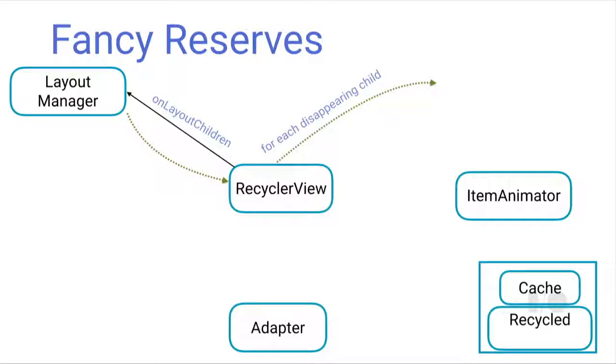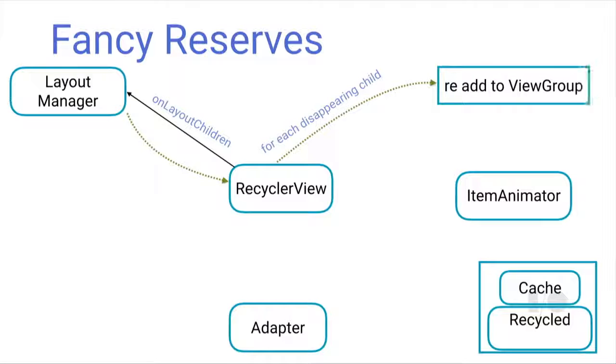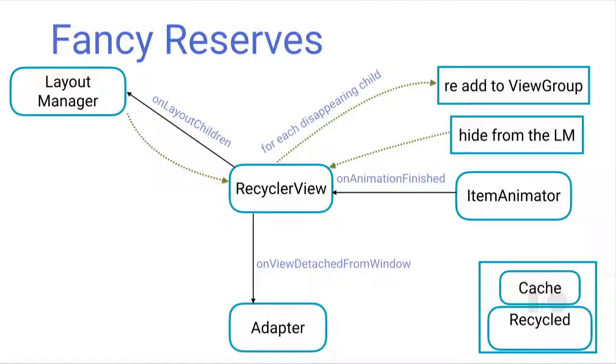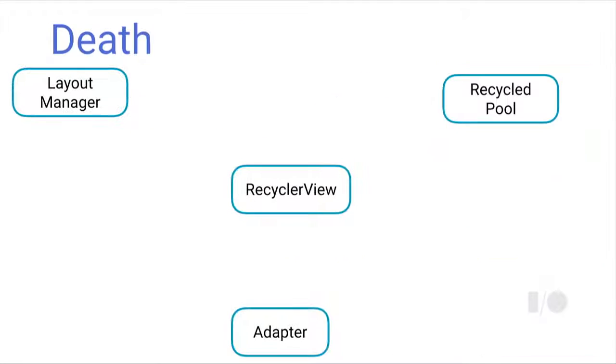So what RecyclerView will do is, for each disappearing child, it's going to make them children again and hide them from the layout manager. We will go into the details of this later, but basically, the list of children from the layout manager's perspective are not the same as the children of the view group. We'll tell item animator, animate these children, and when the item animator says, okay, I'm done with these views, you can do whatever you want, then RecyclerView will remove them. We will tell the adapter they are going away, and then we will recycle it.